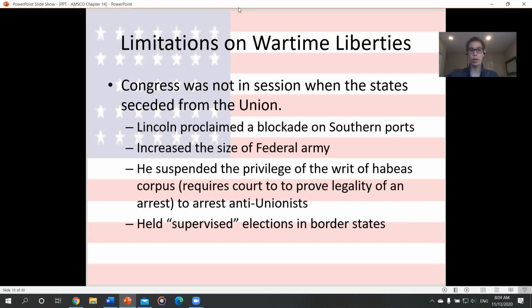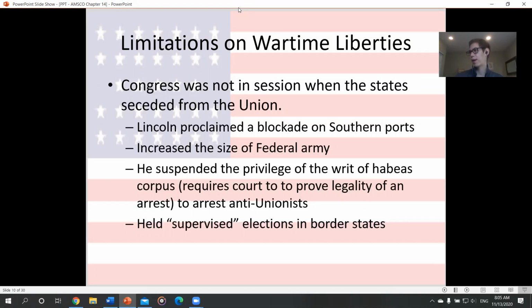First of all, when Abraham Lincoln went to war against the South in April of 1861, Congress was not in session. Congress was not in session when the South seceded. Congress was not in session when Lincoln sent the first troops. And so a lot of what Lincoln did early on in the war was without Congress's approval. It was the president taking more power for himself. His blockade of southern ports was a presidential decision. His increase of the size of the federal army was a presidential decision.